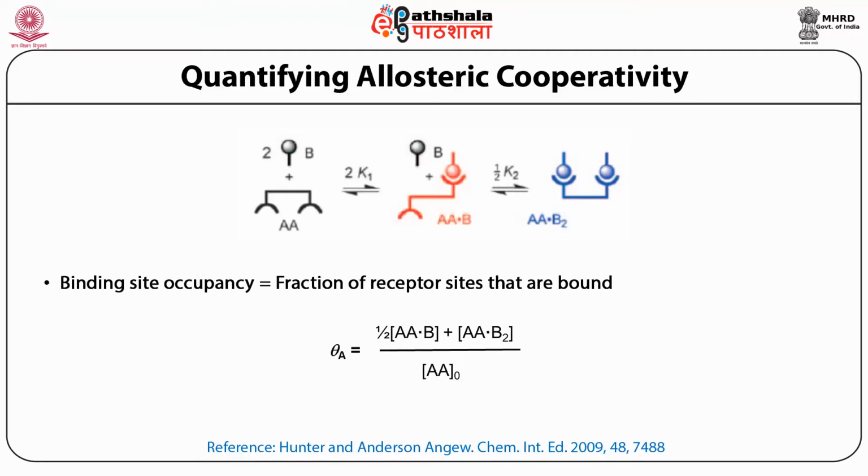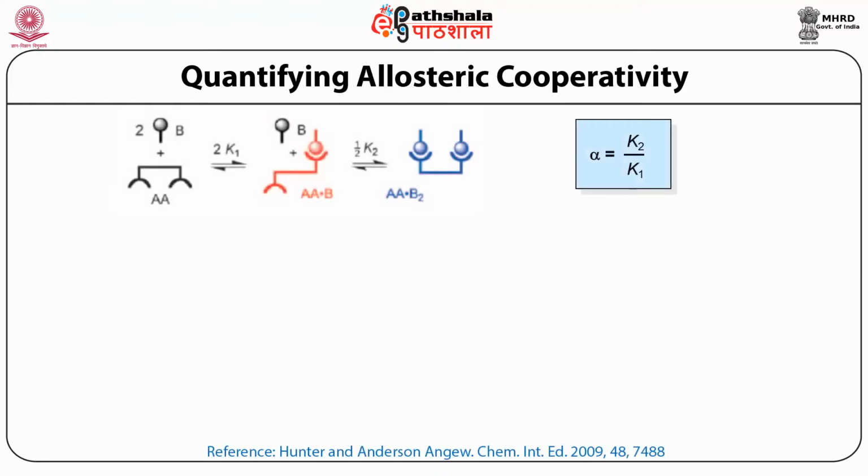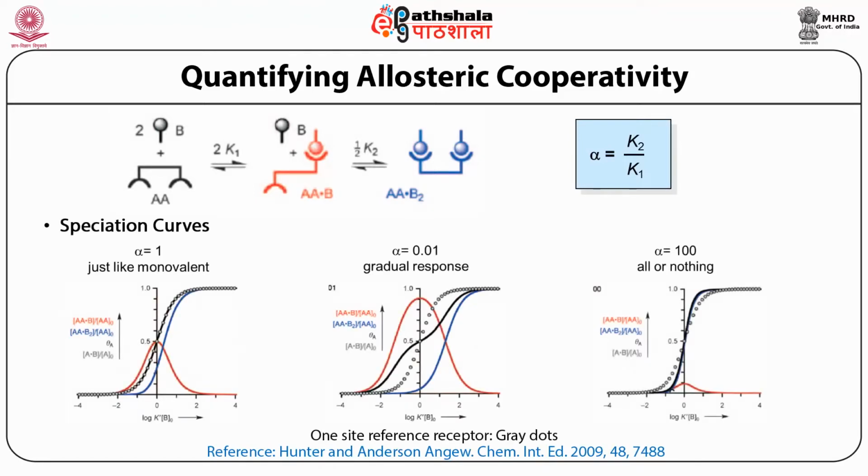That means the fraction of receptor sites of A that are bound, and you can see that is given by the total concentration of receptor sites that are bound divided by the total concentration of receptor sites available in the beginning. So now let's look at the consequence of this allosteric cooperativity. For that we must look at the speciation curve, which we introduced a couple of slides earlier. You can have the following scenarios.